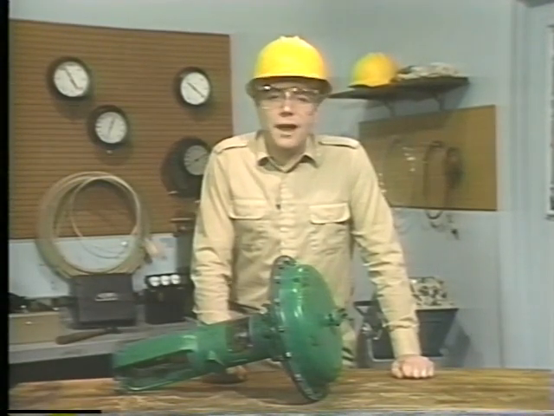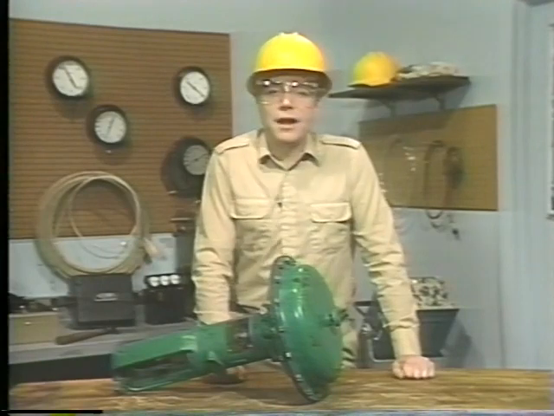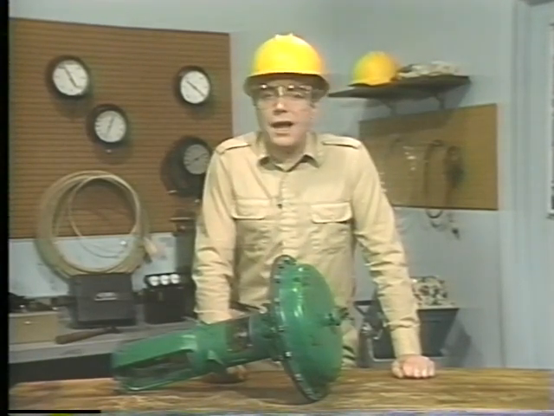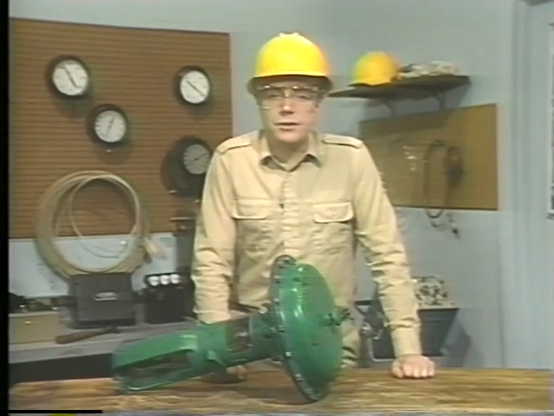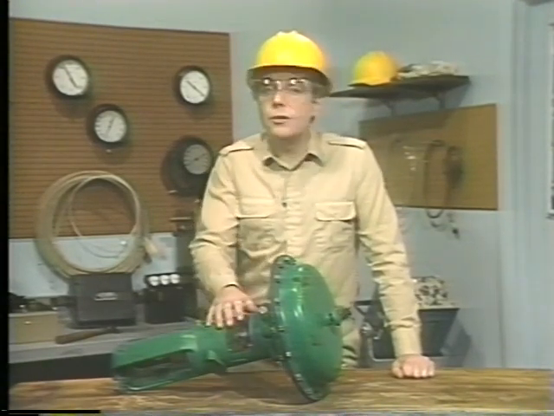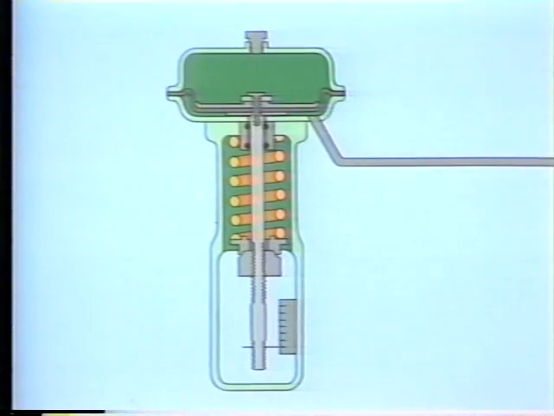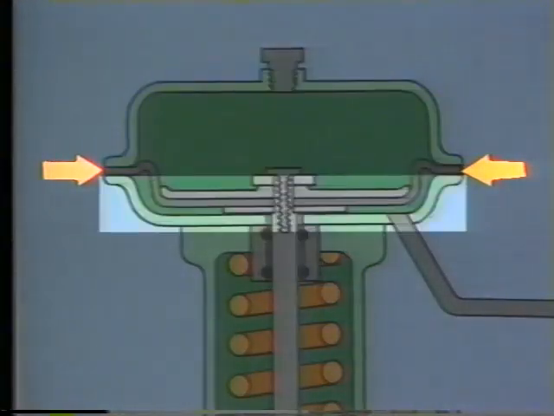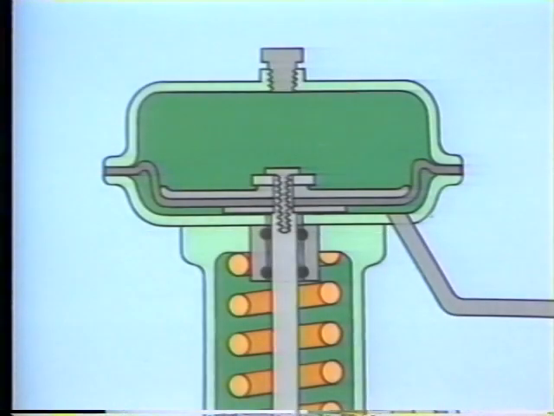Now that we've identified most of the parts of a common diaphragm actuator and seen some of the wear and damage to look for, let's go to a simplified illustration to see how this actuator works. This diaphragm actuator is similar to the one our technician was working on. Notice that the rubber diaphragm is sandwiched between the flanges of the upper and lower diaphragm casing to form an airtight seal that separates the upper chamber from the lower chamber.